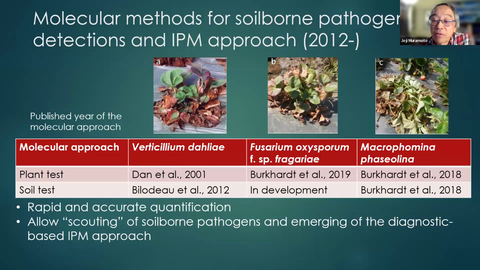Pathogen identification is the first step of the IPM approach, since each pathogen has different characteristics. However, the traditional culture-based method takes about 1 month to identify a pathogen, making this approach impractical for IPM. Now these rapid and accurate molecular, quantitative methods allow us to scout soil-borne pathogens in a timely manner and to use the diagnostic-based IPM approach in soil-borne disease management.